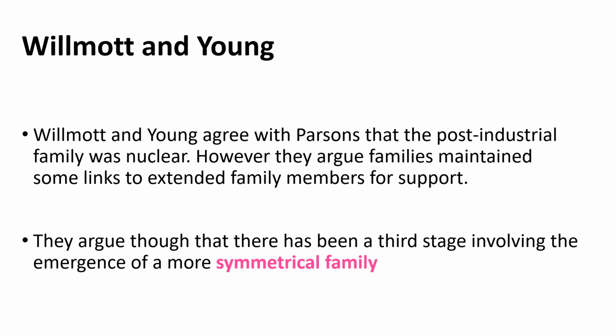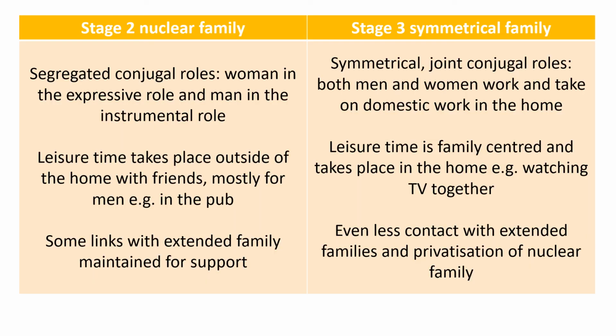But they argue, as they're writing a bit later, that between the 50s and the 70s, there's been another development in the nuclear family, and the family actually then started to become more and more symmetrical. Symmetrical obviously means the same on 2 sides. So in this sense, it means that the family became a bit more equal. So we'll talk about that a bit more now.